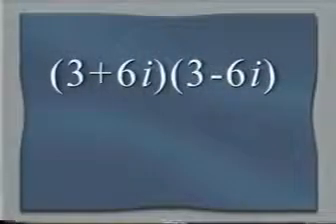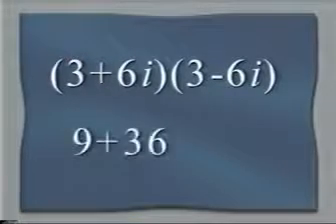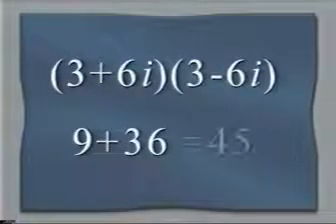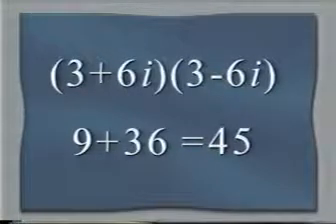And again, as we said, multiplying a complex number by its conjugate will give us definitely a real answer. For example, 3 plus 6i times 3 minus 6i gives us 9 plus 36, which is 45. So multiplying two complex conjugates gives us a real answer, in this case, a positive integer. Division of complex numbers is accomplished in a very similar manner to how we divided irrationals.